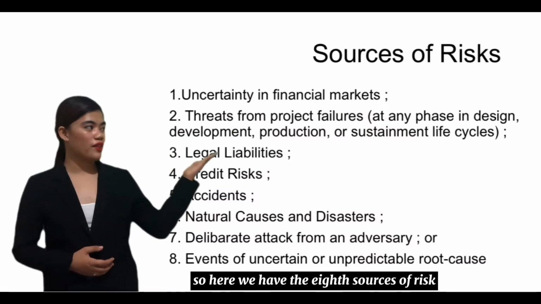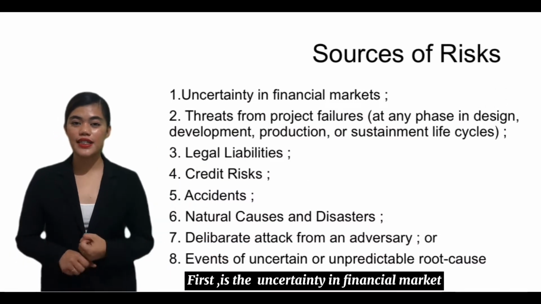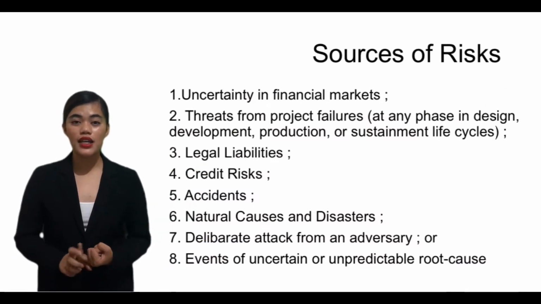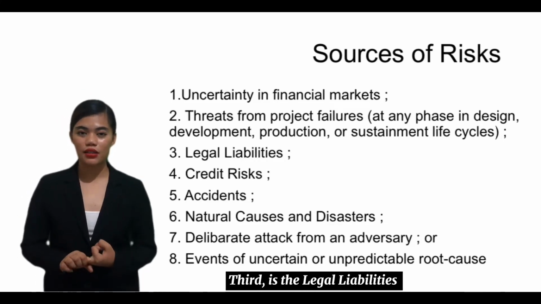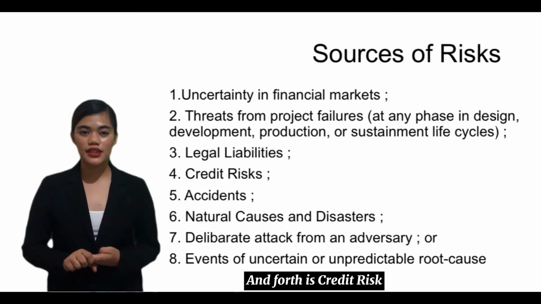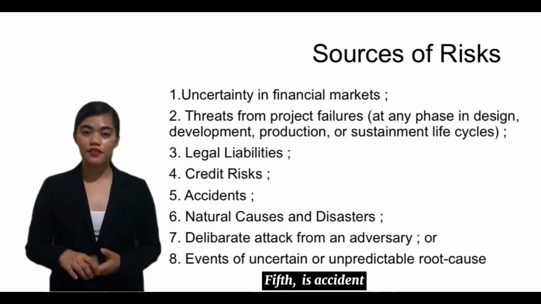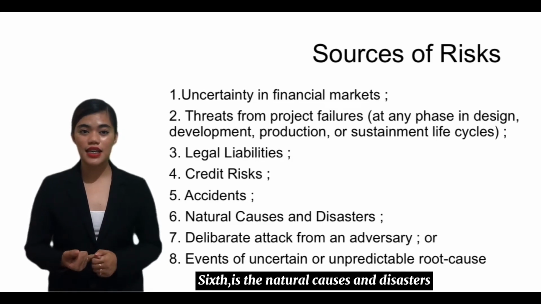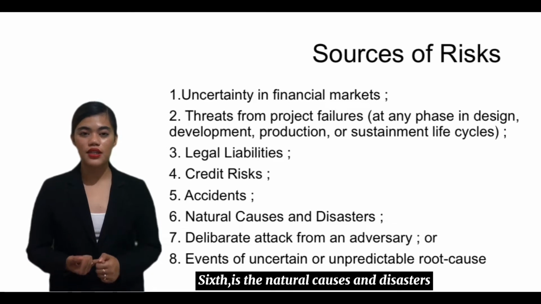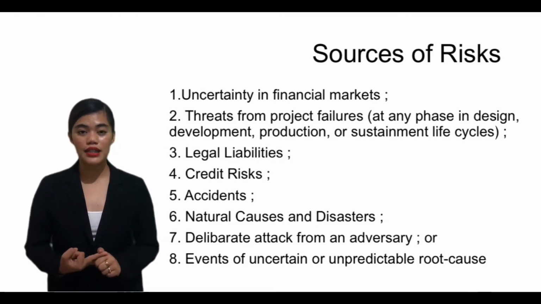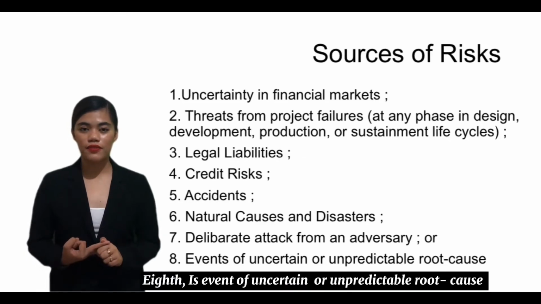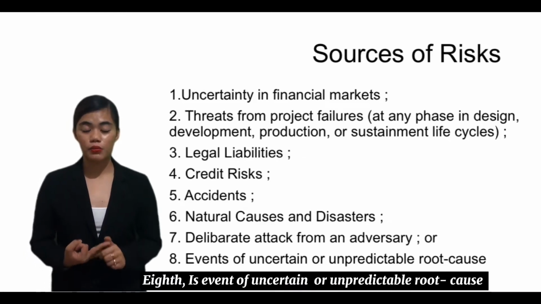Here we have the eight sources of risk. First is the uncertainty of the financial market. Second is the threats from project failures. Third is legal liabilities. Fourth is credit risk. Fifth is accidents. Sixth is natural causes and disasters. Seventh is deliberate acts from an adversary. And lastly, eighth is events of uncertain or unpredictable root cause.